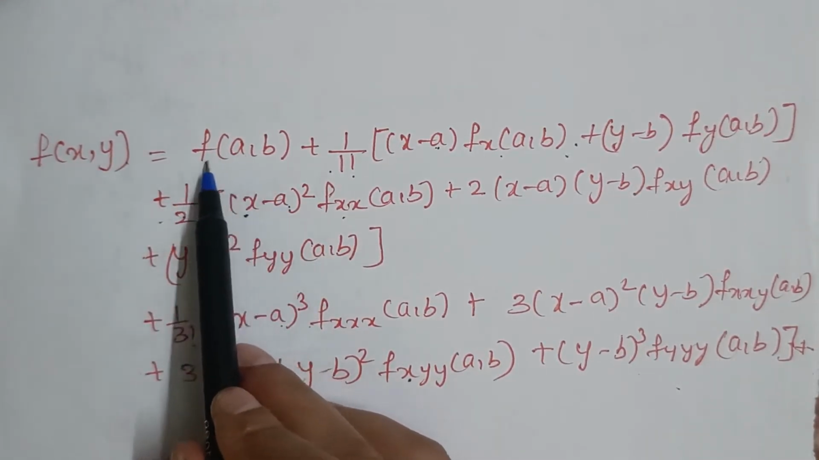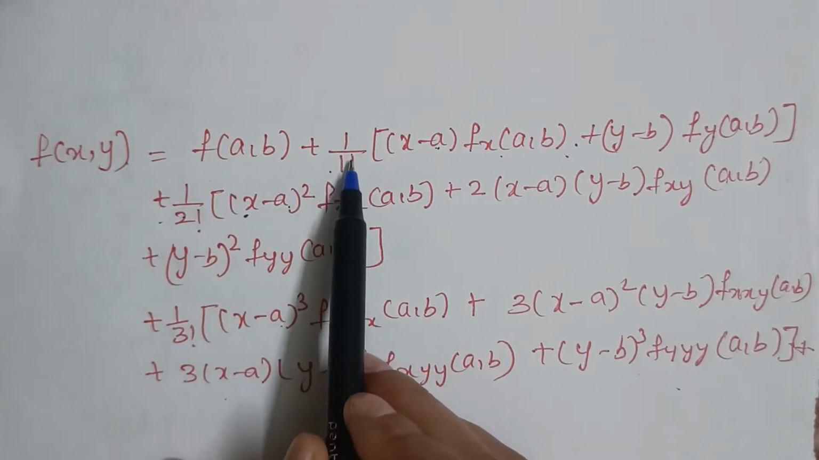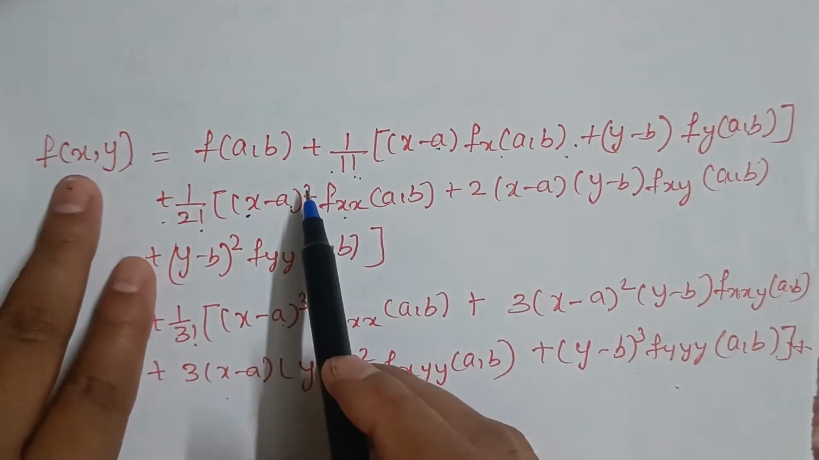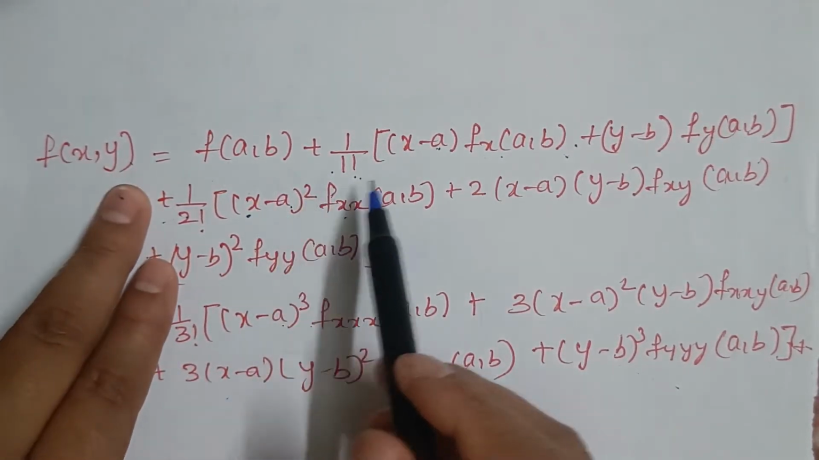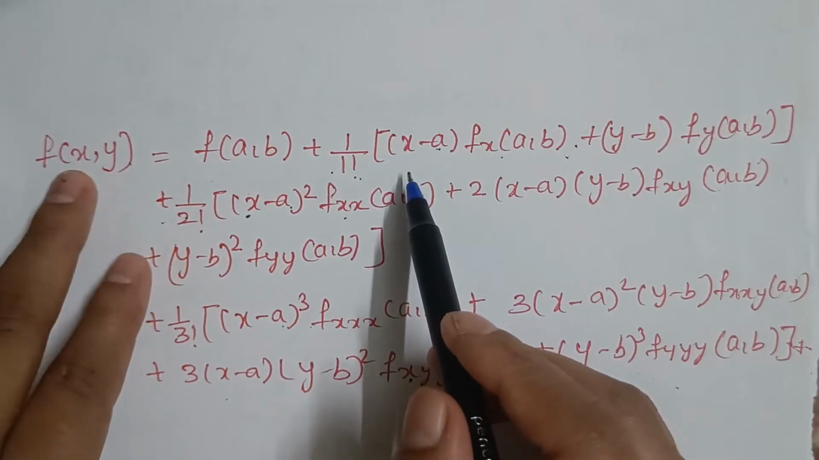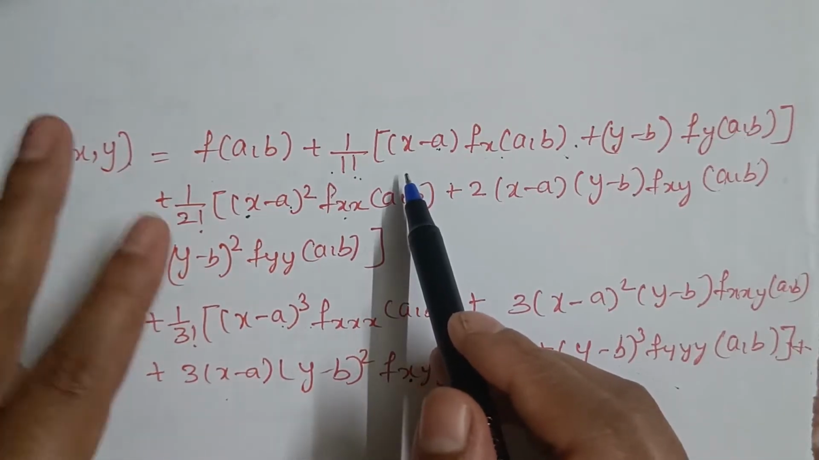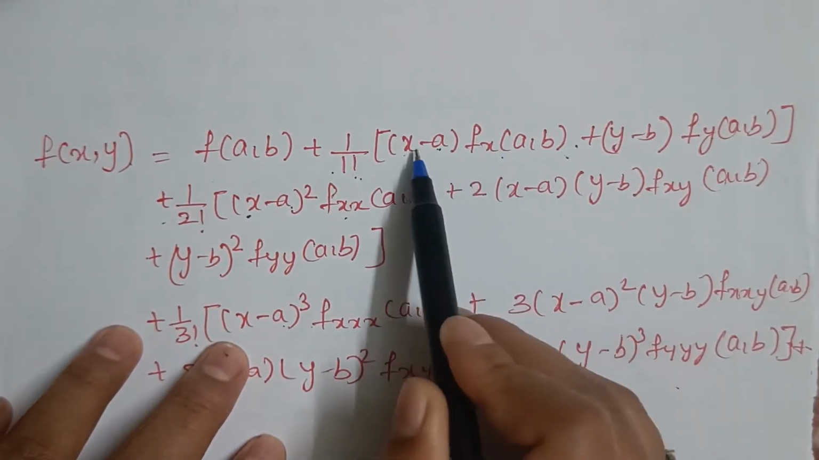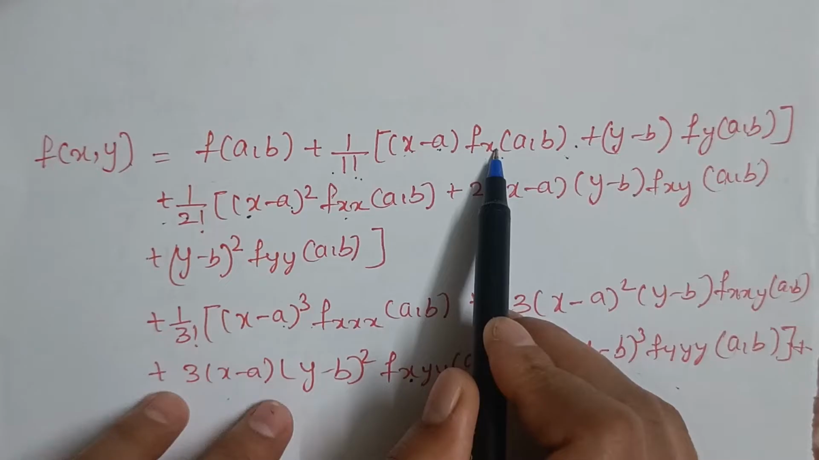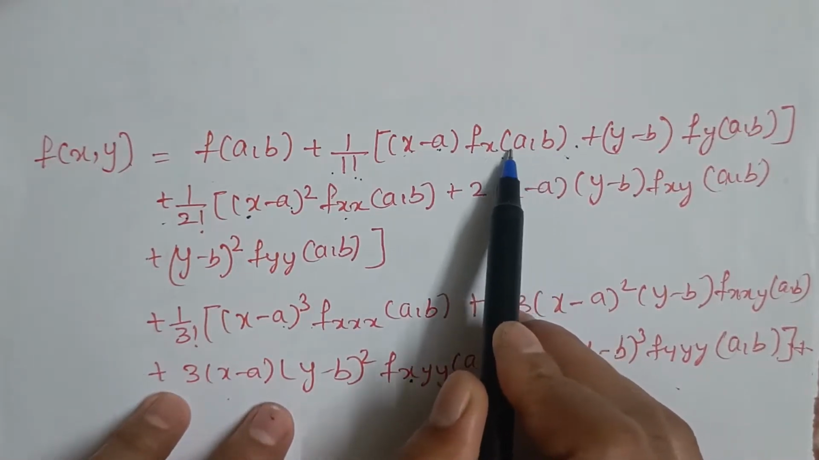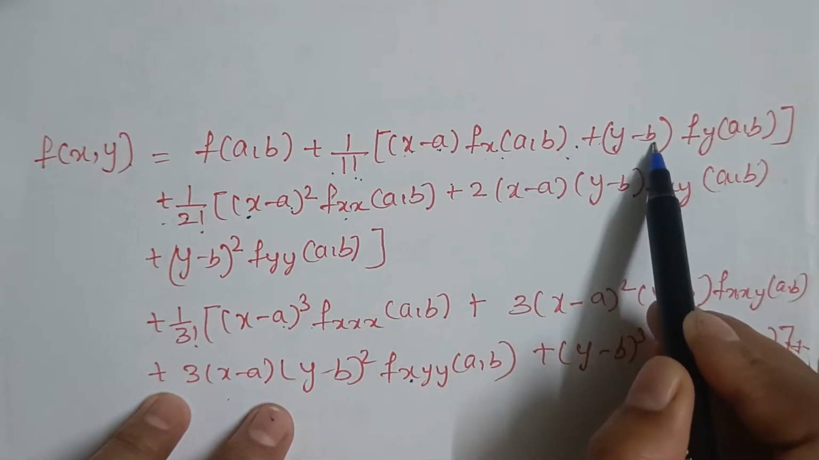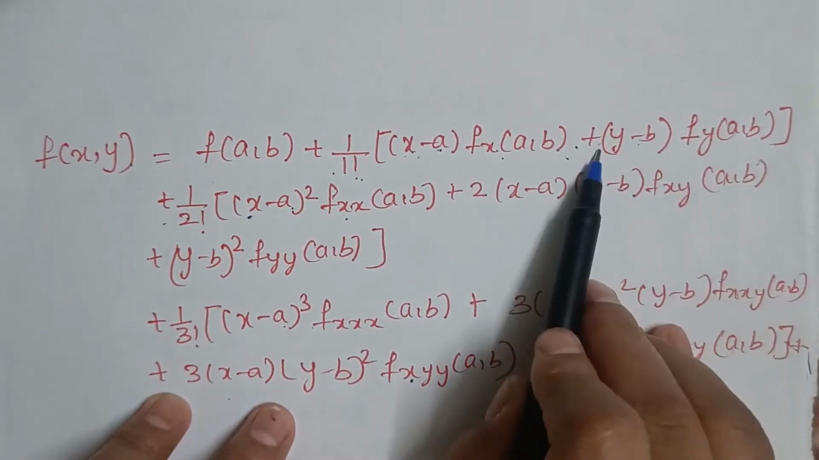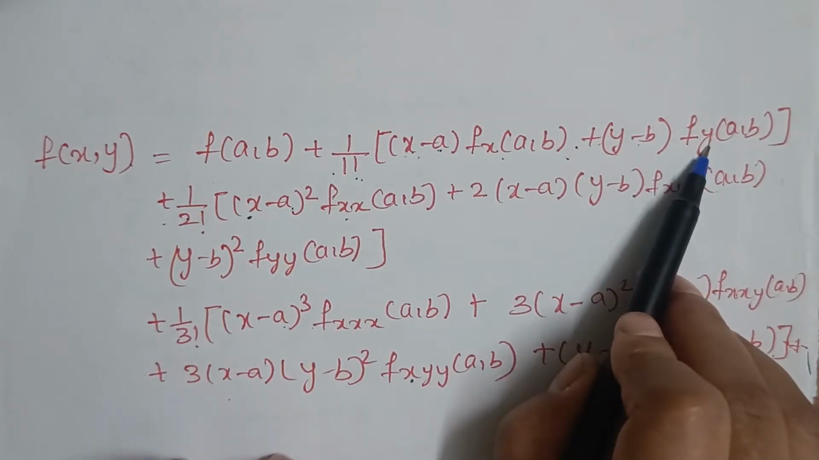Okay, so that is going to be f of a comma b plus 1 divided by 1 factorial into x minus a. As we have a function of x and y, with respect to two variables x comma y, or two points, or two coordinates you can say, x minus a, that is f of x. Here the order is 1, so we'll differentiate once at a comma b, plus y minus b. We did for x, we are doing for y. F of y at a comma b, here y is there, so we'll differentiate once with respect to y.